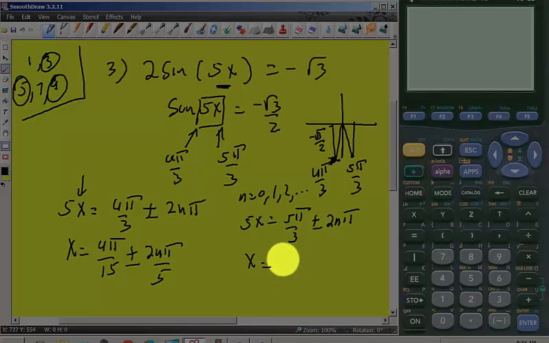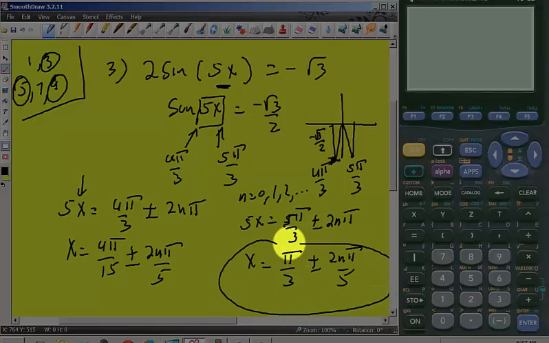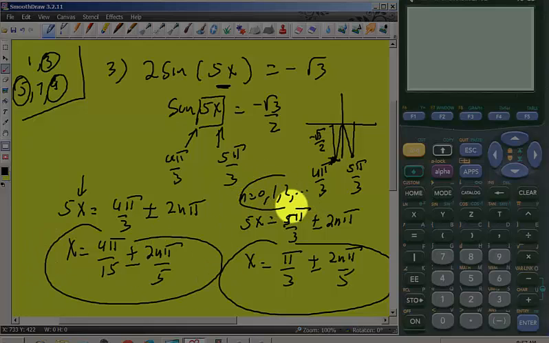And here x is equal to pi over 3 because the 5's will cancel out, plus or minus 2n pi over 5. And that, along with n is equal to 0, 1, 2, 3, 4, is my answer. If you don't write n is equal to 0, 1, 2, 3, 4, you will lose points. You have to write that somewhere. Now, if I had a domain restriction from 0 to 2 pi, then I have to plug and chug. Crank it out. Got that, Mr. Taylor? That's what you say.